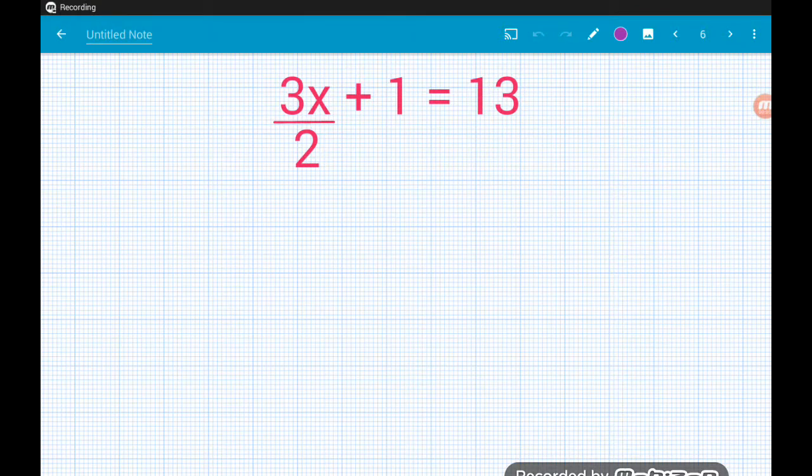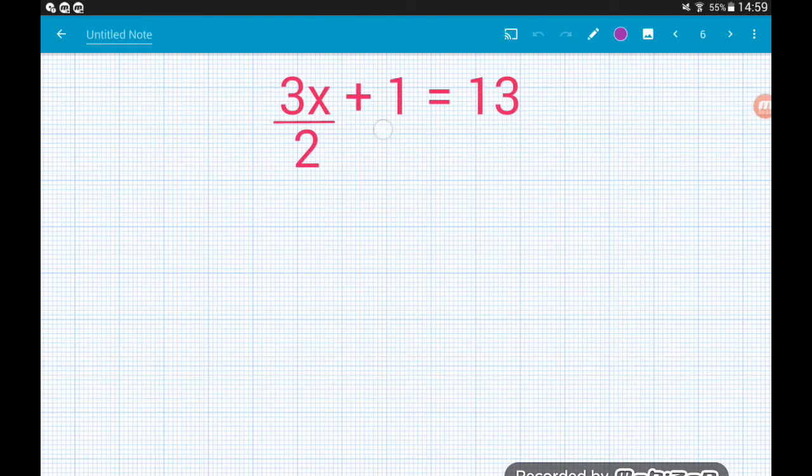Okay, let's check out some then where we've got a fractional x term. So, very much like this example here. So we've got 3x over 2 plus 1 is equal to 13, and we need to find the value of x. So the rules are the same really as when we were solving the simpler two-step equations.